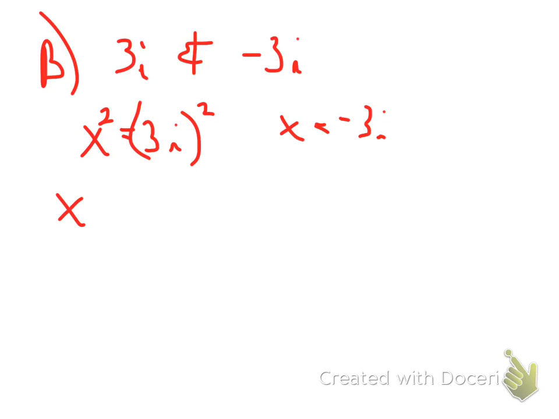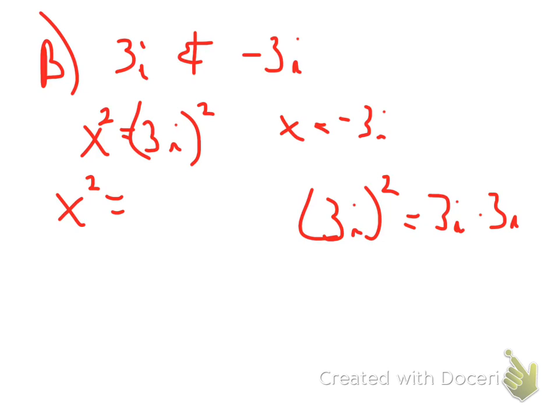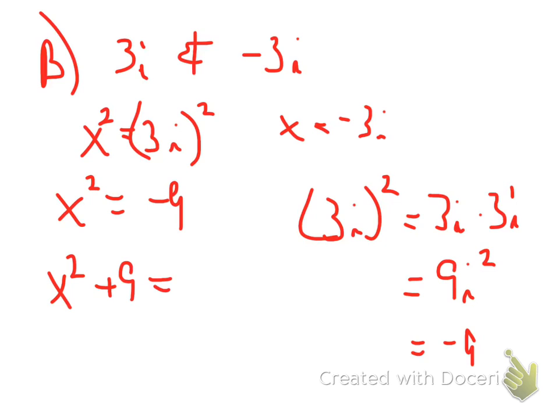So now I have x squared equals 3i squared, which is the same thing as 3i times 3i, which is 9i squared, and i squared is -1, so this ends up equaling -9. So now I have x squared equals -9. So x squared plus 9 equals 0. And I just replace the 0 here, and y equals x squared plus 9.